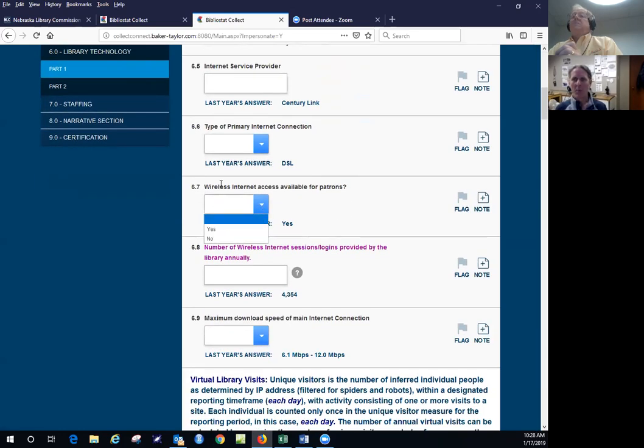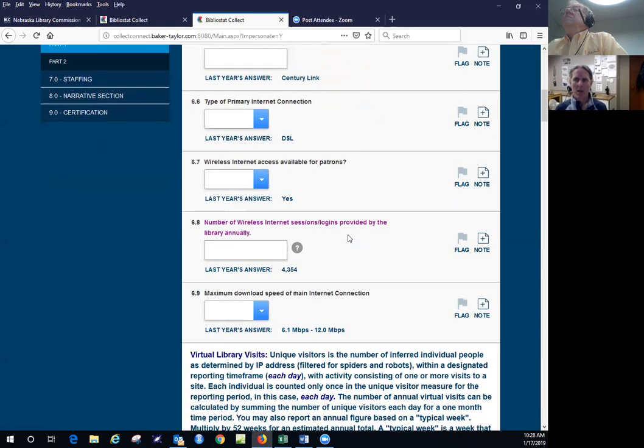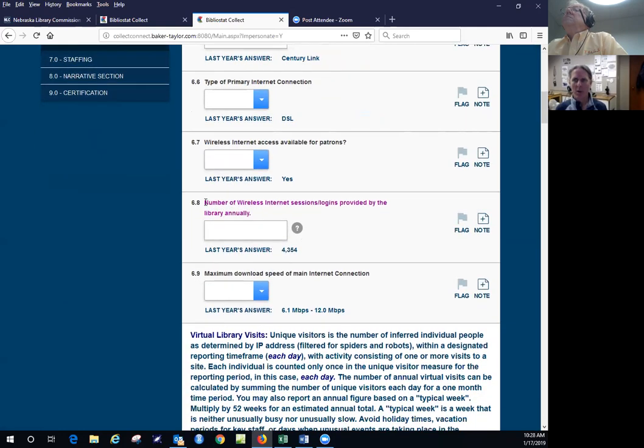We also want to know if the library provides Wi-Fi. So that's either a yes or no question. And then you'll notice the follow-up question is to report the number of wireless internet sessions logins provided by the library annually. This is a purple question. It's a federal question. There's been a lot of debate about this question because we know that this data is not accurate, at least in our state. It's really difficult to ascertain who's using your Wi-Fi.